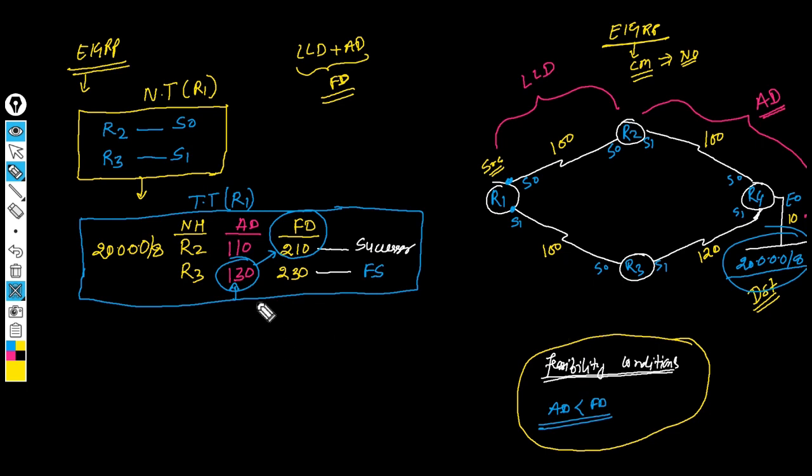What happens if the value is something different? Let's say here it is 210 and here, in this AD, it is something like 400. So it is higher, correct? No, it is not meeting your feasibility condition. That means you are not the feasible successor. No feasible successor if it is 400. But right now in our condition, the feasibility condition is matching because 130 is less than 210. Fine, so this is my feasible successor.